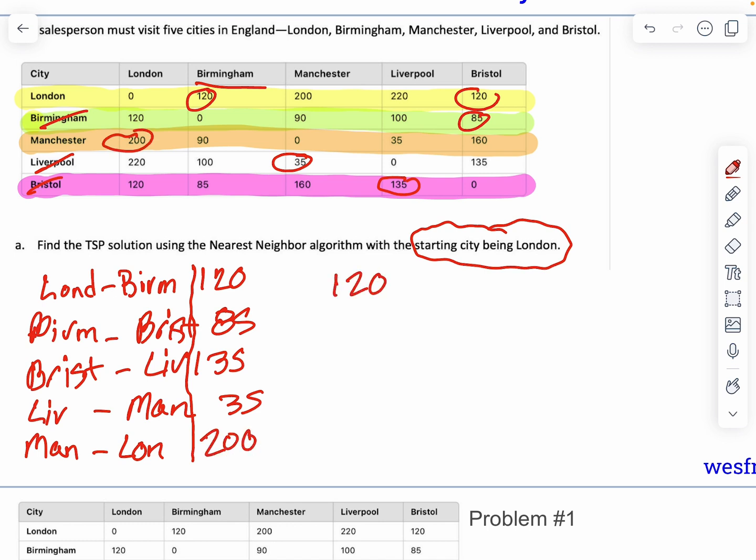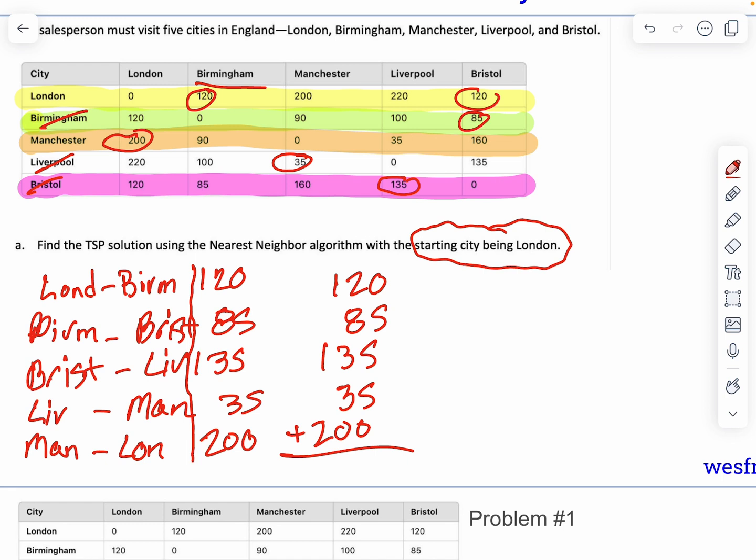So these are the numbers that I'm going to add up. I'm going to add up 120, 85, 135, 35, and 200, and all of those distances together are going to give me my answer. This could be a little bit different if I chose, instead of going to Birmingham first, going to Bristol, but it's going to be an approximate, and it's going to be close.